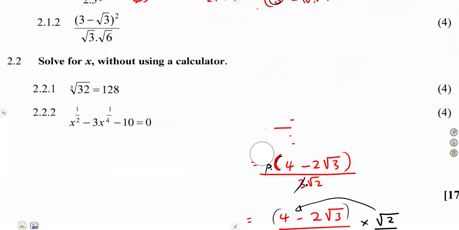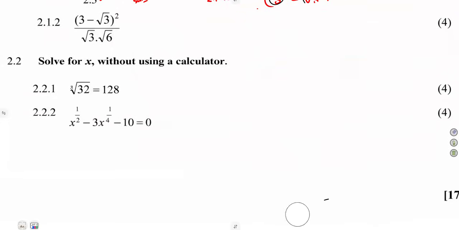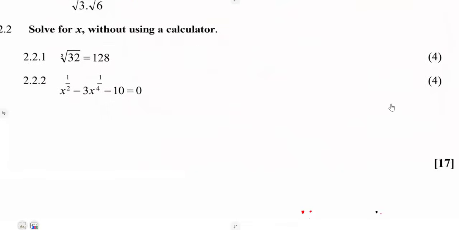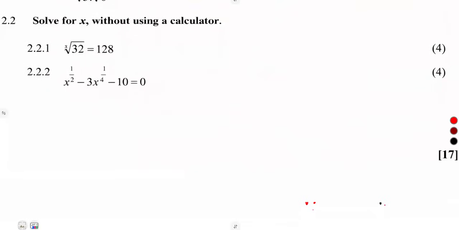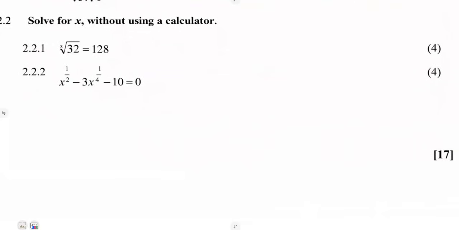on to another part of our question, which is 2.2. Solve for x without using a calculator. And we had the first part, 2.2.1. This is the x root of 32, which is equal to 128.